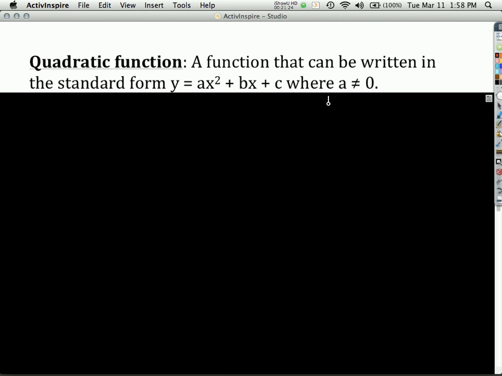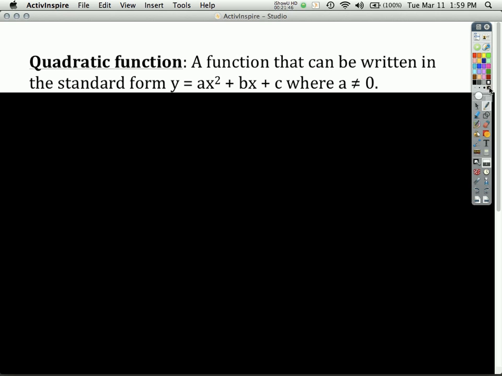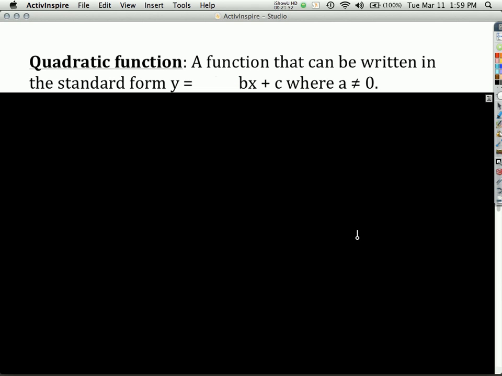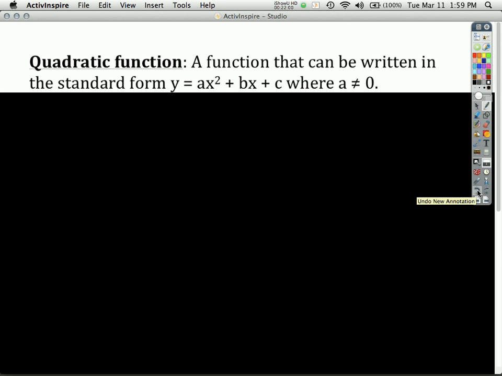A quadratic function or a quadratic equation is one that can be written like this. Y equals ax squared plus bx plus c. But a cannot be 0. If a were to be 0, then this would disappear, and that would no longer be a quadratic, that would now be a linear equation. So for it to be quadratic, a has to be a number other than 0.